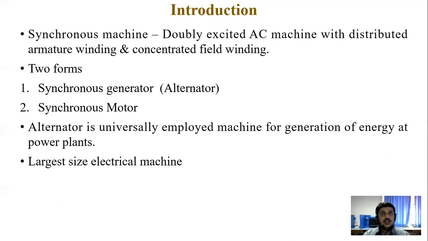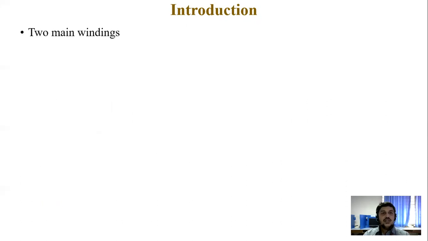Now, these alternators are the largest size electrical machines. So among all electrical machines, alternators have a large size, and the ratings of these machines are also high. The highest rating of an alternator is 1700 megawatts. So very high rated electrical machines are there, and these are generally alternators because they are used in various power plants. Now, there are two main windings in a synchronous machine.